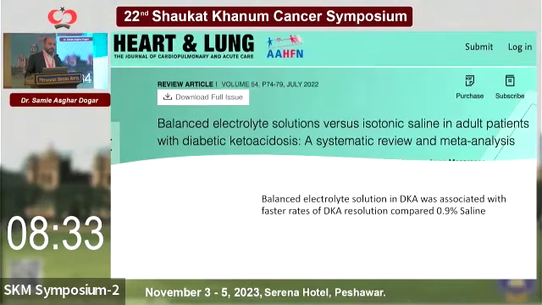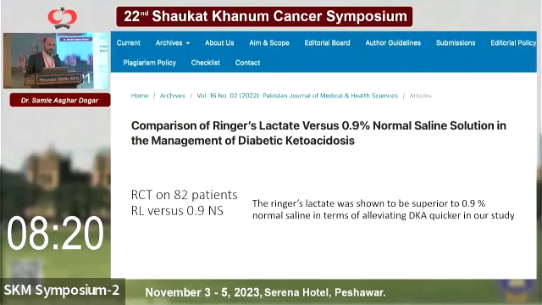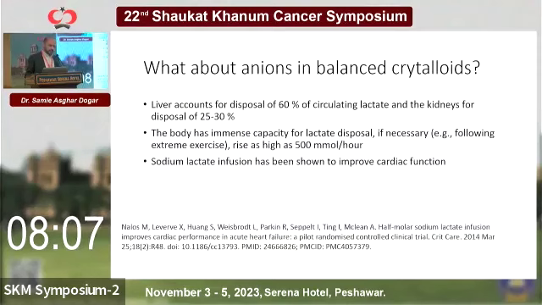So this was another review article in Heart and Lung, and it also noted that balanced crystalloid solution in diabetic ketoacidosis was associated with a faster rate of ketoacidosis resolution compared with normal saline. And this was also a systematic review of RCTs, in which Ringer lactate was shown to be superior to normal saline in resolving DKA quicker in their study. So what about anions in balanced crystalloid?